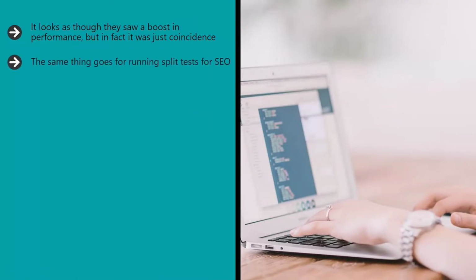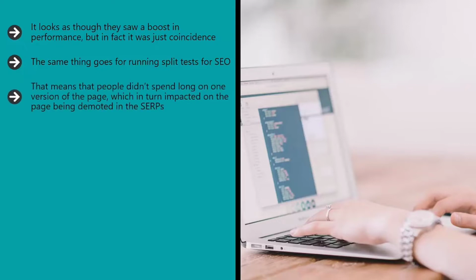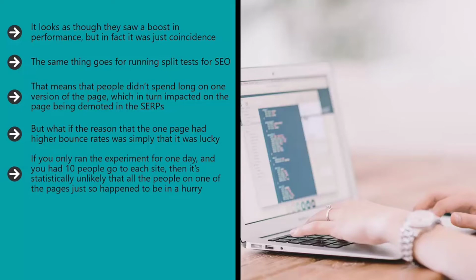The same thing goes for running split tests for SEO. If you have 2 versions of a website and one enjoys a bigger boost in SEO than the other, then this could potentially be a result of one page having lower bounce rates than the other. That means that people didn't spend long on one version of the page, which in turn impacted on the page being demoted in the SERPs. But what if the reason that the one page had higher bounce rates was simply that it was lucky, that the people who went there happened to be in less of a hurry? If you only ran the experiment for one day and you had 10 people go to each site, then it's statistically unlikely that all the people on one of the pages just so happen to be in a hurry, but it's not impossible. And this is where the idea of statistical significance comes in.